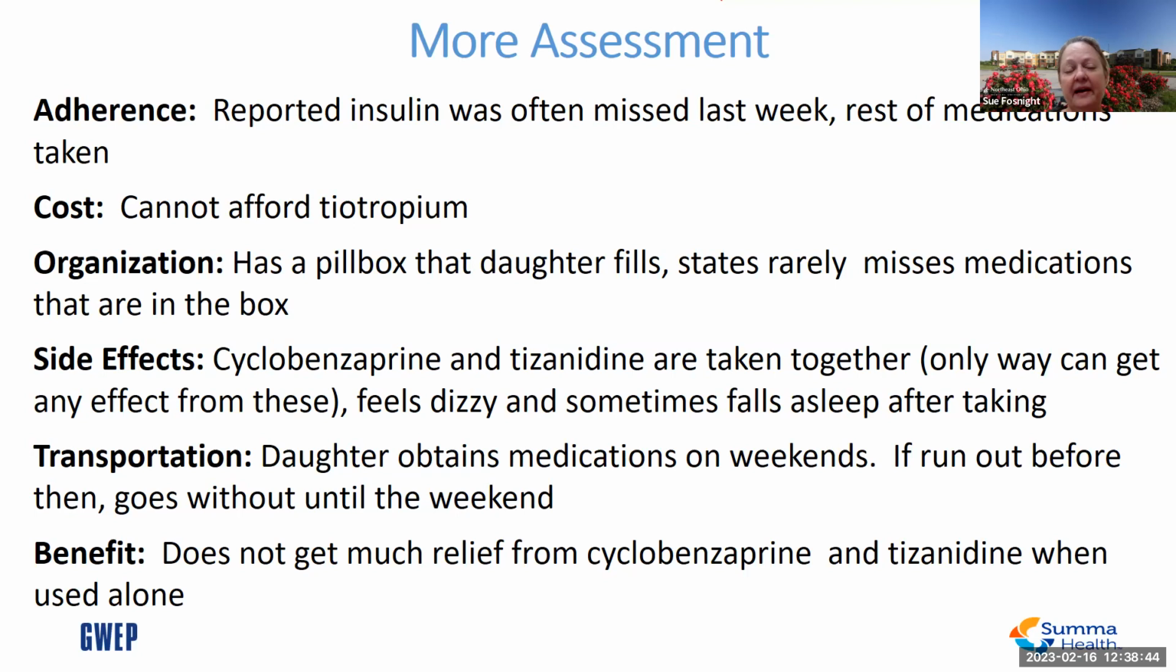So talking about the other things that we said that we would assess, she reported the insulin was off and missed last week. The rest of her medications she takes regularly. She can't afford her tiotropium though. She has a pill box that her daughter fills, and she states she rarely misses the meds that are in that box.